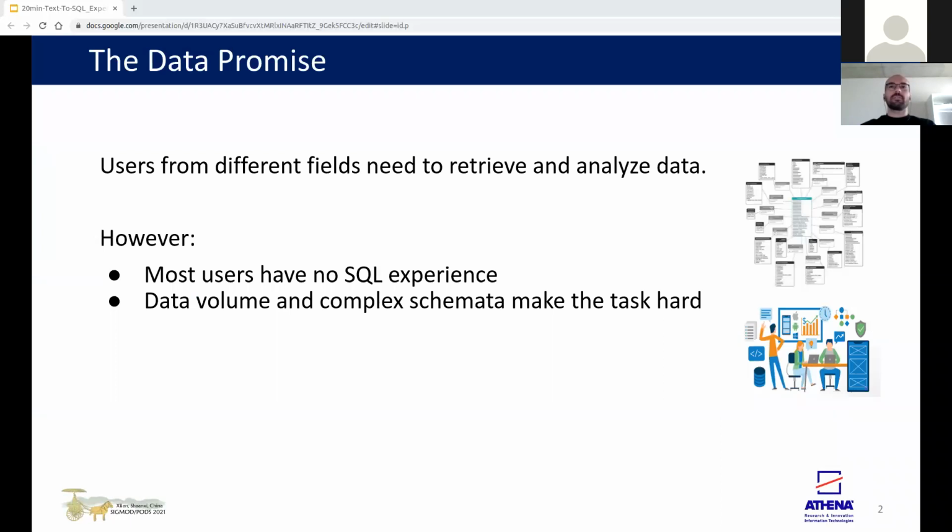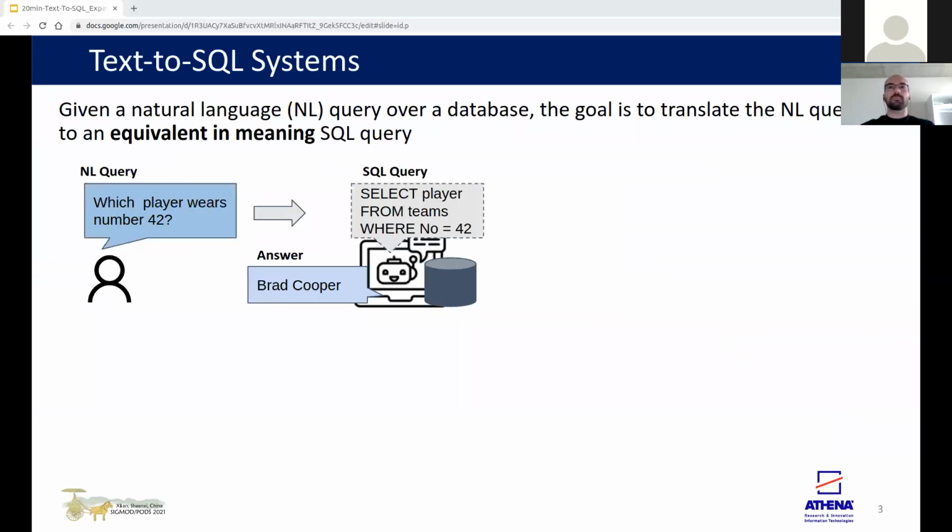Nowadays, data are valuable in every domain and users from any field need to retrieve and analyze them. However, most of them have no SQL experience, and the data volume and complex schemata make the task even harder. This brings us to the text-to-SQL database search systems that allow users to explore data more easily.